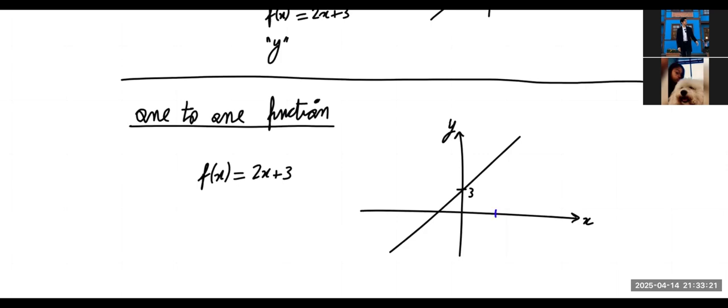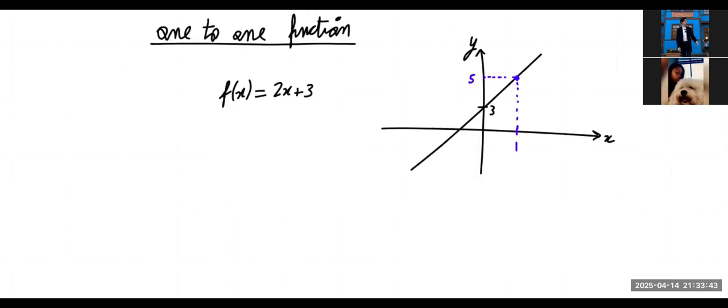For example, when x is 1, y is 5, nothing else. And 5 doesn't happen for any other x values either, right? This is the only x value that gives you that y value, and this is the only y value you get from that x value. So it's 1 to 1, one x value, one y value. Okay, is that clear?